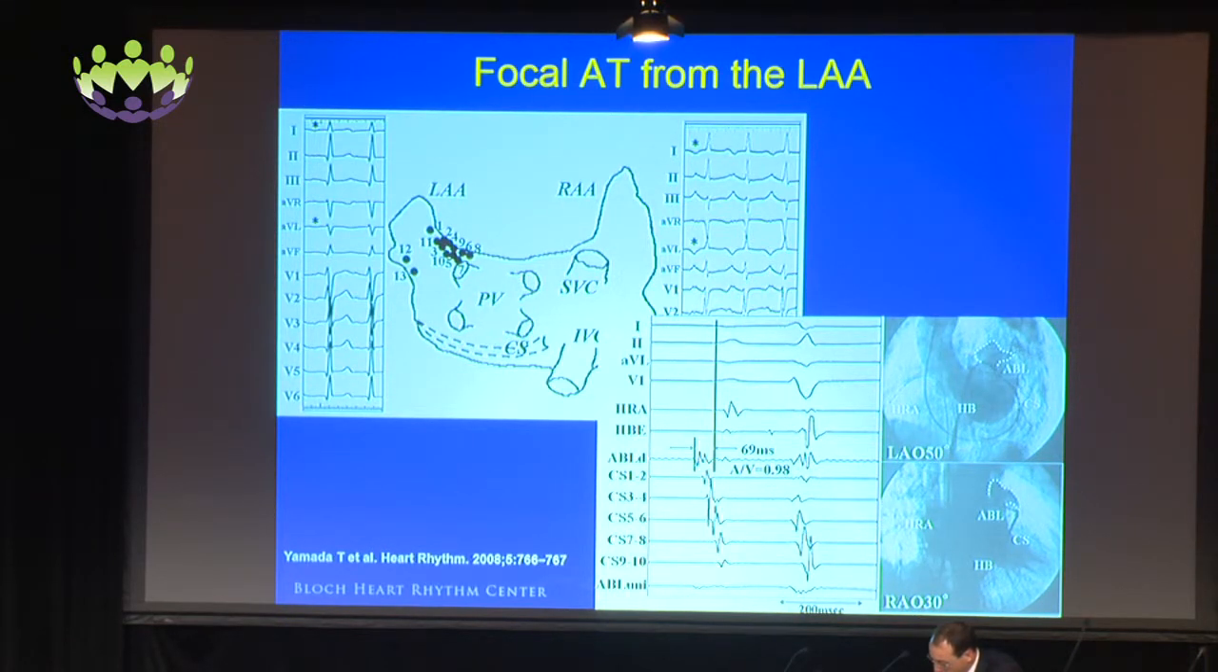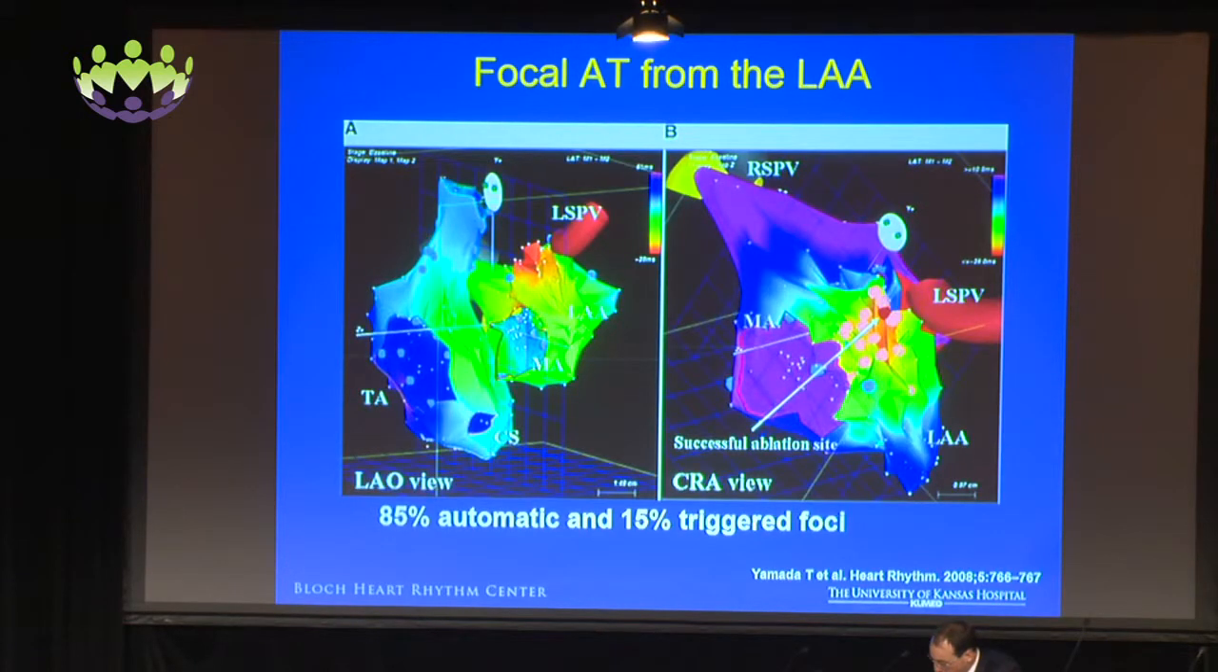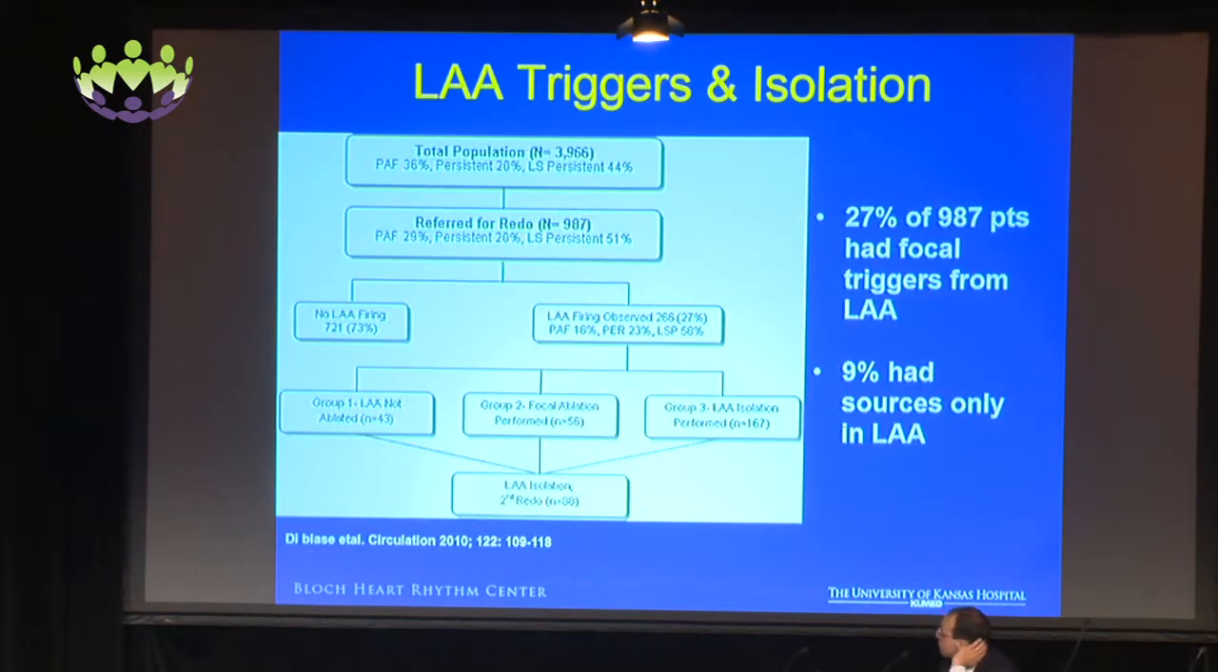So there are several papers that have been published over the last few years clearly highlighting the role of the left atrial appendage in arrhythmogenicity, both as focal standalone atrial tachycardias as well as in combination with atrial fibrillation, where it can become a potentially bigger trigger for atrial fibrillation initiation and maintenance. This nice paper that was published in 2010 by Di Biase and Natale's group actually highlights the role of the left atrial appendage in arrhythmia initiation.